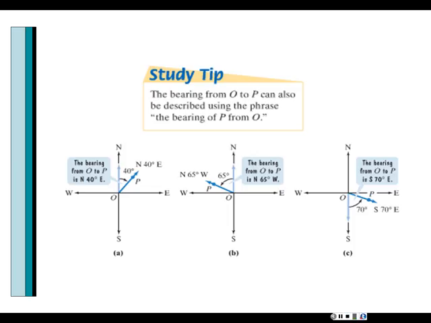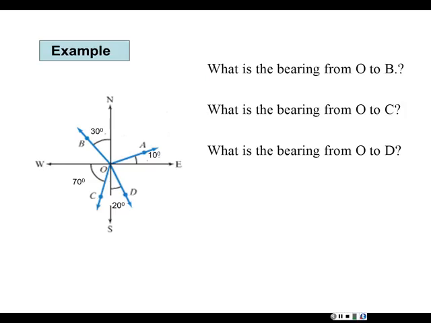The last one, south 70 degree east. So you started from south and went towards the east side 70 degrees. Once we know it, we'll try to solve a problem using this kind of bearing information. But before that, let's see whether we understand those. Now, in all of these problems, O is your origin. Now, can you find what is the bearing from O to B?